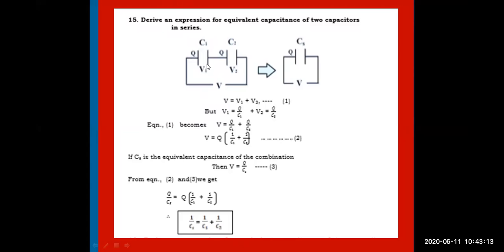As you can observe here, name the first capacitor as C1. The second one will be C2. The charge on both the capacitors will be Q, and the potential on the first capacitor will be V1, and on the second capacitor we will write it as V2. For the combination, the total potential is V.